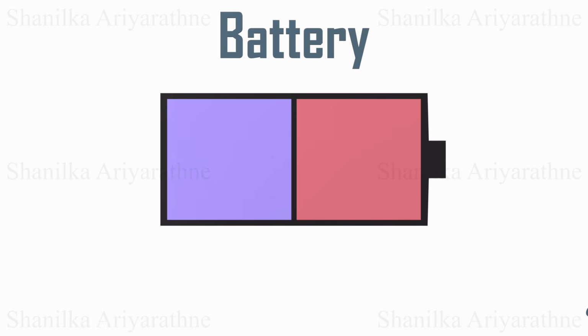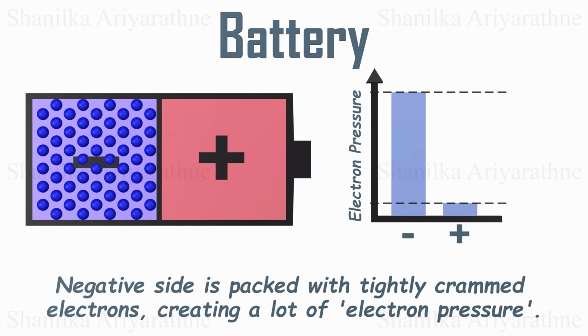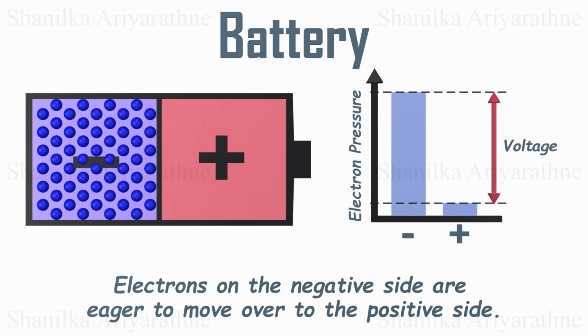Here we have a battery, which has two sides, positive and negative. The negative side is packed with tightly crammed electrons, creating a lot of electron pressure. On the other hand, the positive side has far fewer electrons, resulting in much less electron pressure. This difference in electron pressure, or potential difference, is what we refer to as the voltage of the battery. Because of this potential difference, the electrons on the negative side are eager to move over to the positive side. It's like a crowd of people trying to move from a packed room to a spacious one.